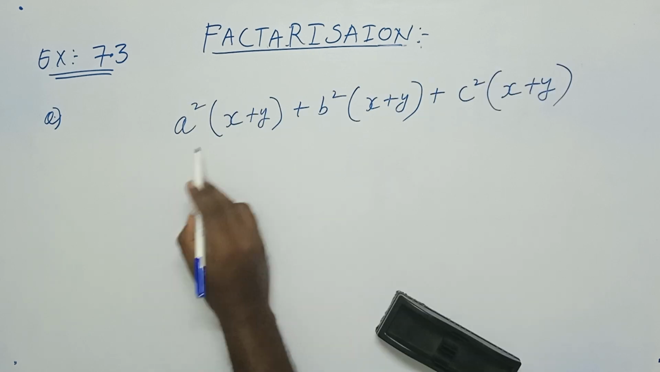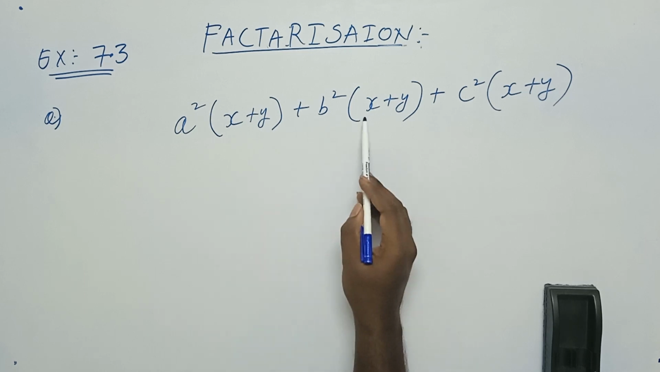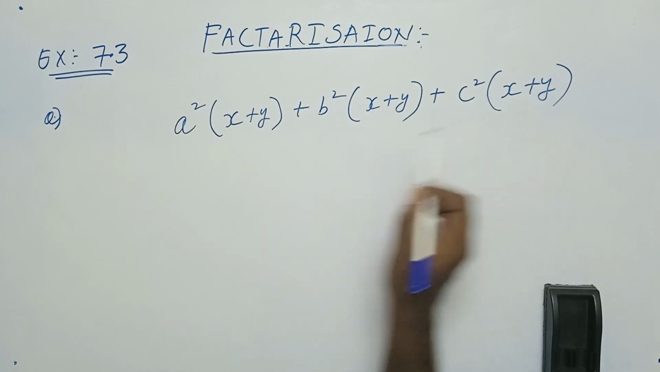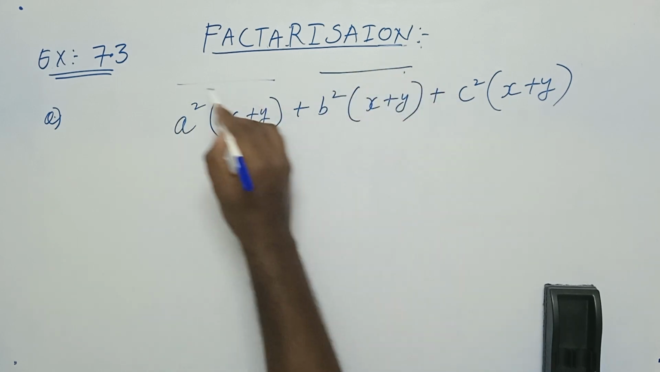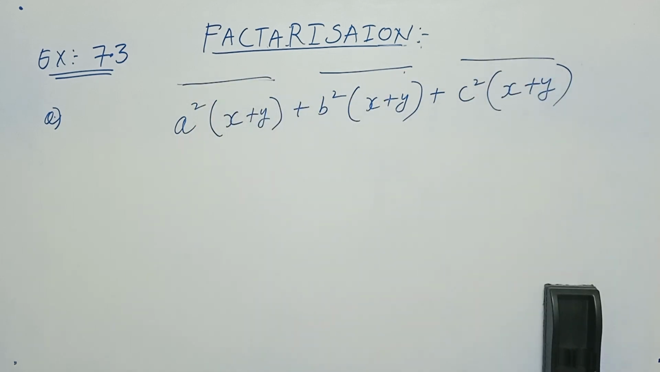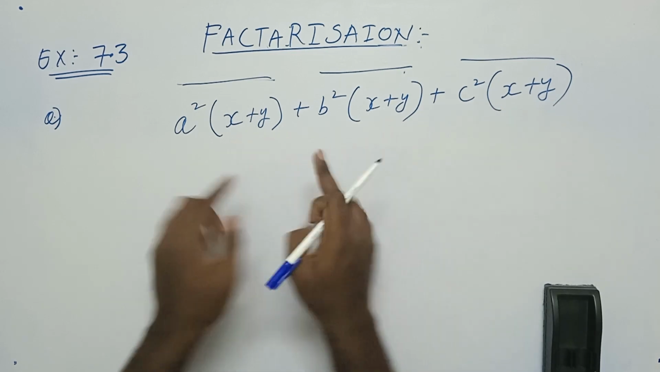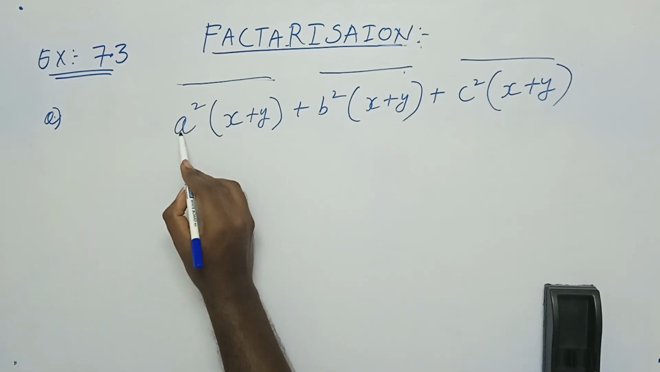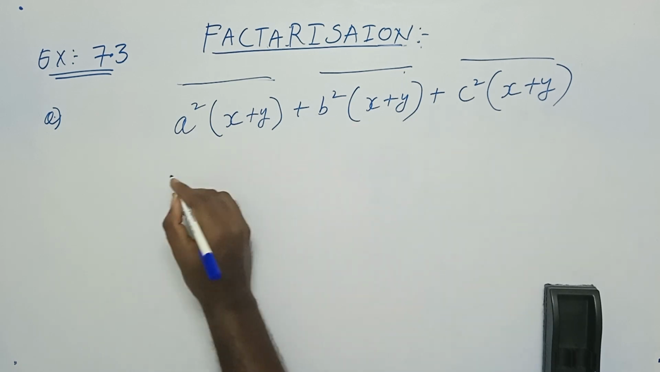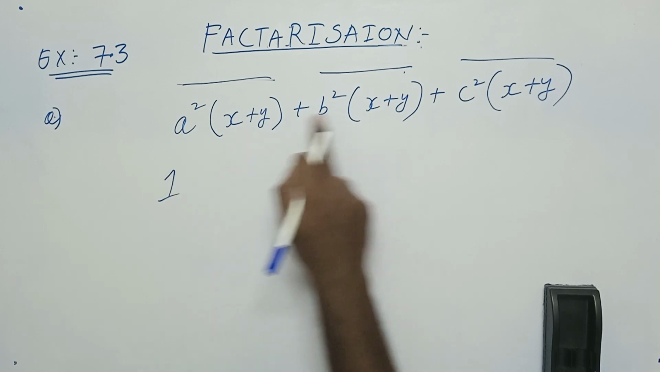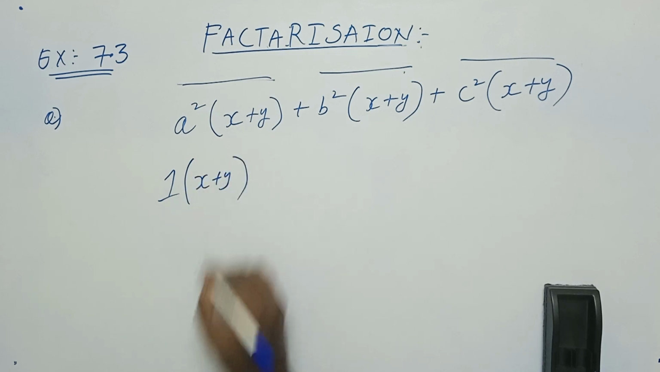So our next problem is a square of (x plus y) plus b square of (x plus y) plus c square of (x plus y). First of all, we have to determine terms. So this is one term, this is another term, and this is another term. Now we have to compare these three terms by their HCF. That means we are taking common. Here you have a square, in this term you have b square, in this term you have c square. So the HCF is (x plus y). That means we are taking (x plus y) as the HCF.